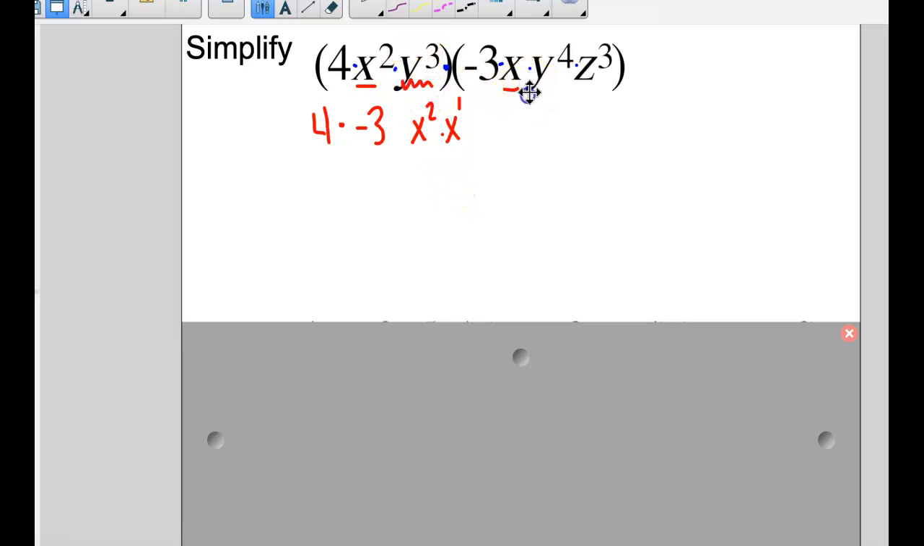My y's, I have a 3 power and a 4 power. So a y to the 3rd power and a y to the 4th power. And then I only have the one z, so I can leave that guy at the end, my z to the 3rd.